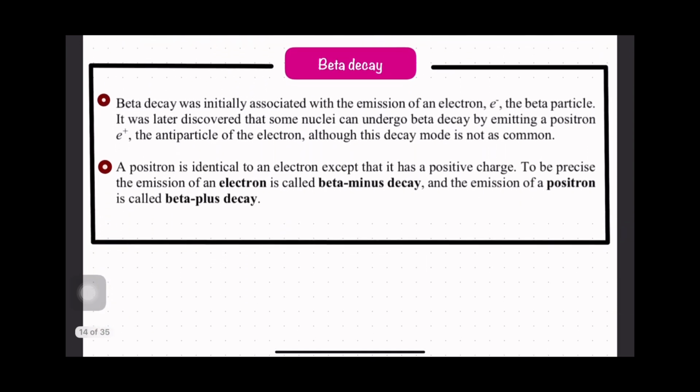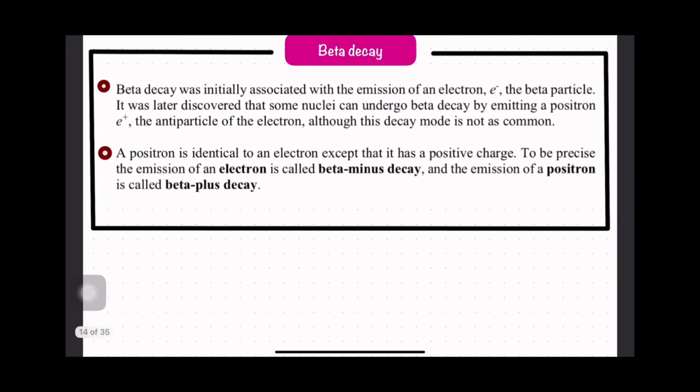So next is beta decay. Beta decay was initially associated with the emission of an electron. So the beta particle, it was later discovered that some nuclei can undergo beta decay by emitting a positron. Before this we only saw electrons being emitted, then suddenly it was said that a positron can also be emitted. So the positron is the antiparticle of the electron because its charge is opposite. Okay. So a positron is identical to an electron except that it has a positive charge.